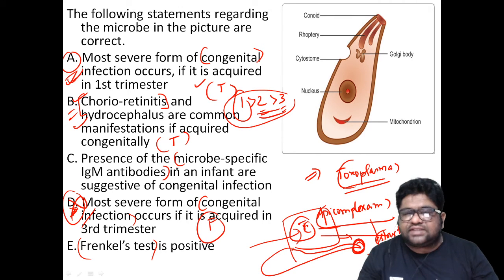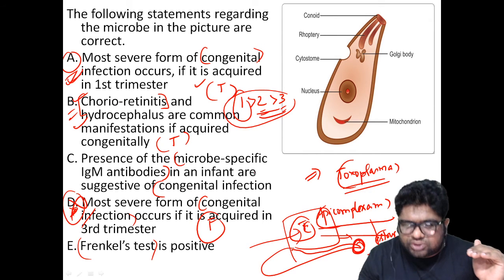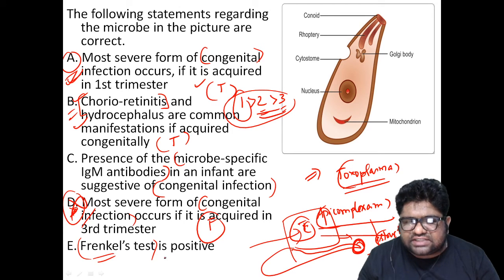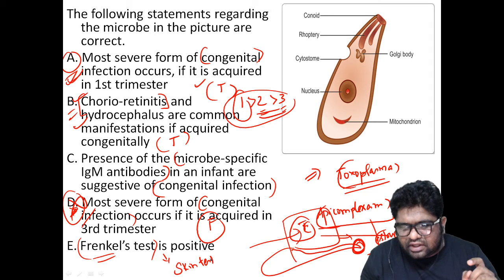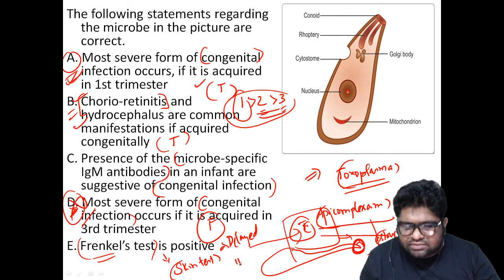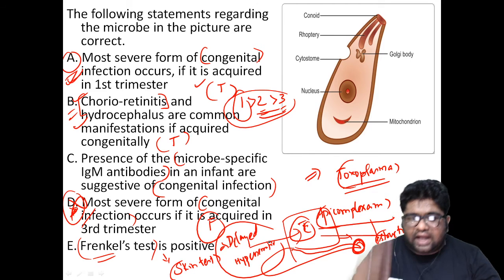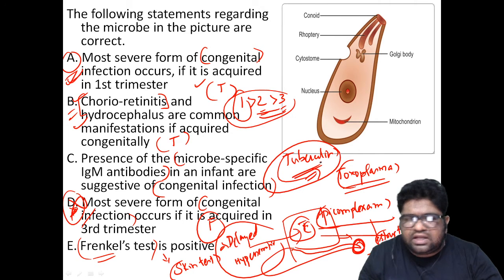Look at this. Presence of microbe-specific IgM antibodies in infant are suggestive of congenital infection is a true statement. I'll come to this in a minute. Now, what is Frenkel's test? I repeat, Frenkel's test is actually a skin test. And this skin test is known for looking at delayed type of hypersensitivity reaction. This was founded as early as 1948, and this is on the same lines as the tuberculin test. You inject something intradermally and you elicit a response, right?